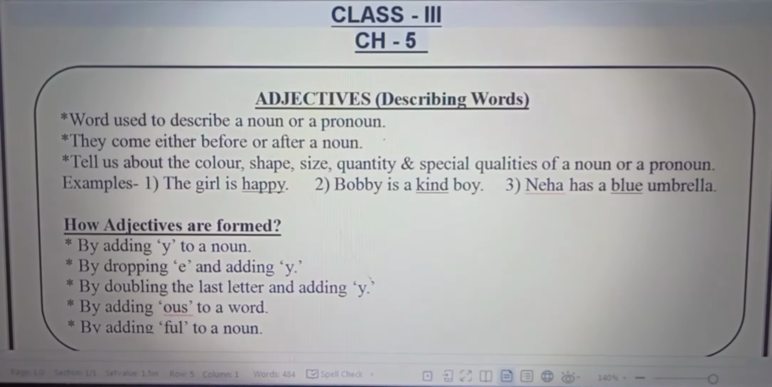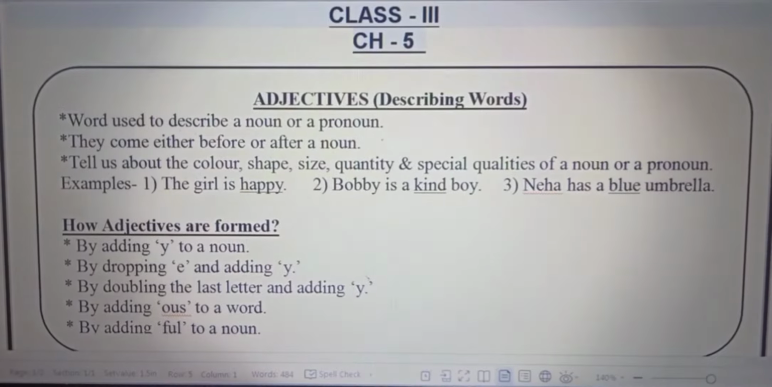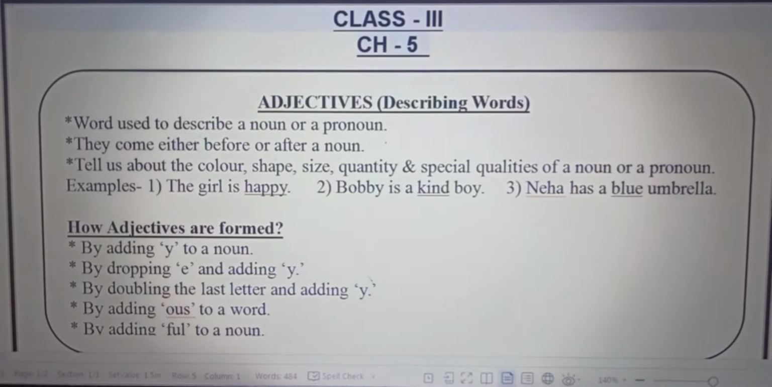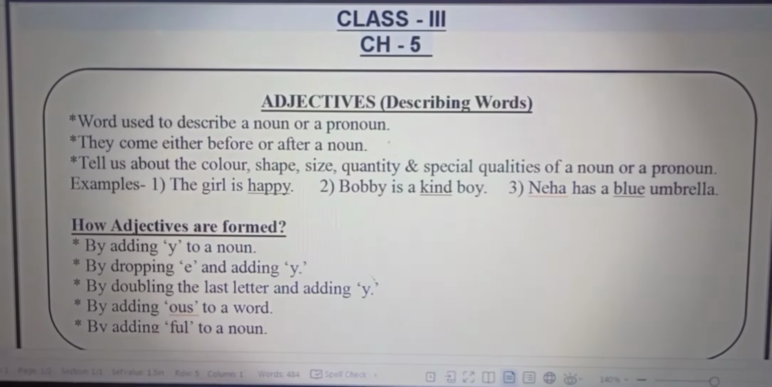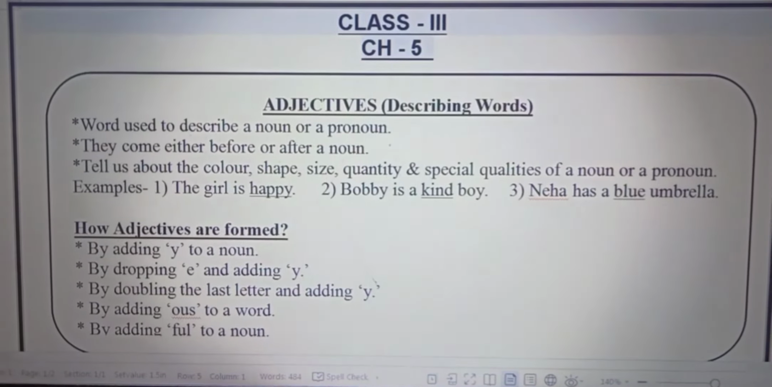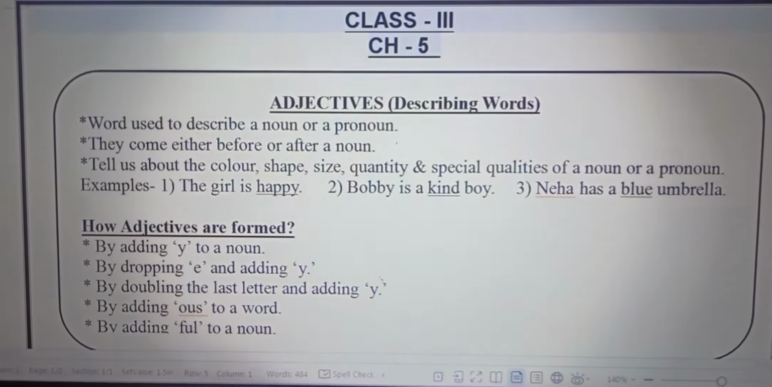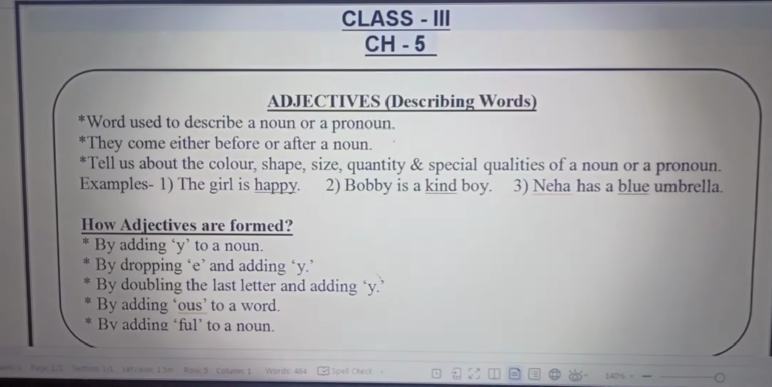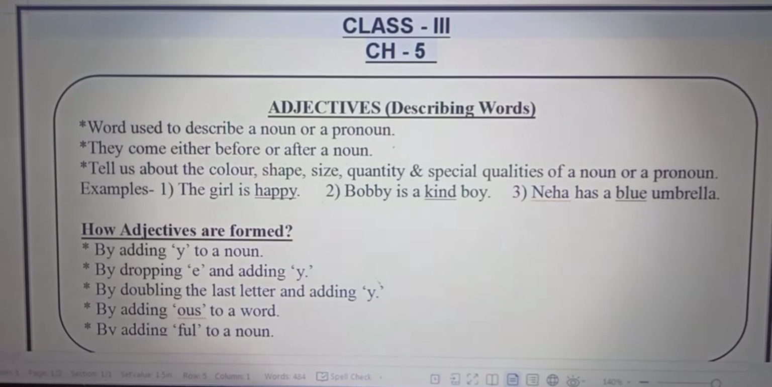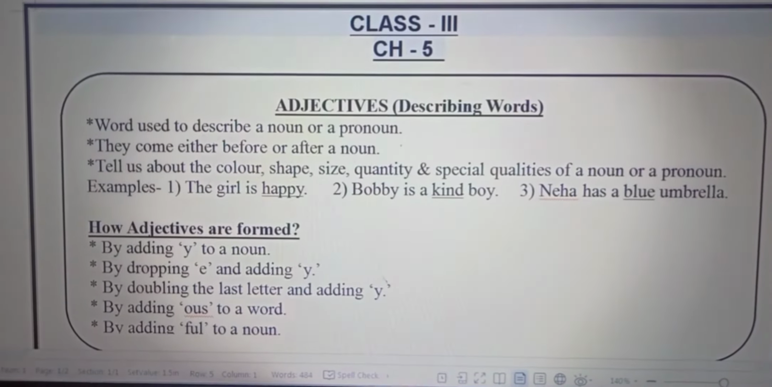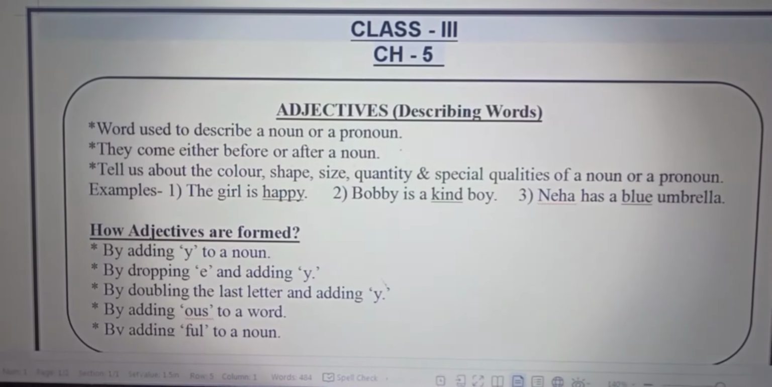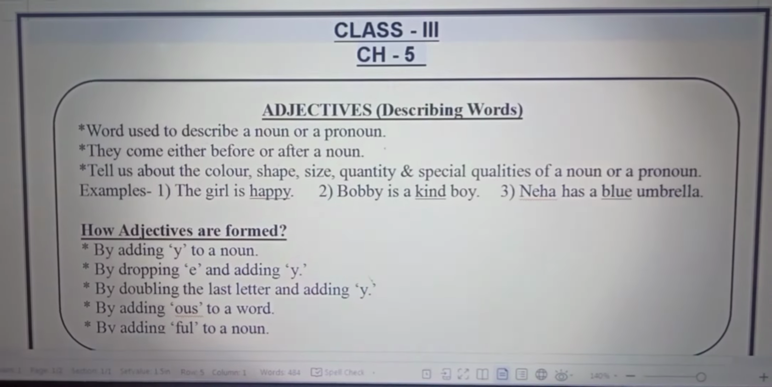So, what are adjectives? Adjectives are the describing words. They are used to describe a noun or a pronoun. Noun, that is the naming words, name of a person, place, animal or thing. And pronouns are the words which are used in place of a noun. So adjectives describe both nouns and pronouns.